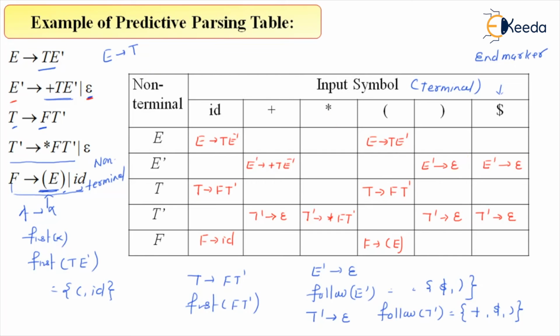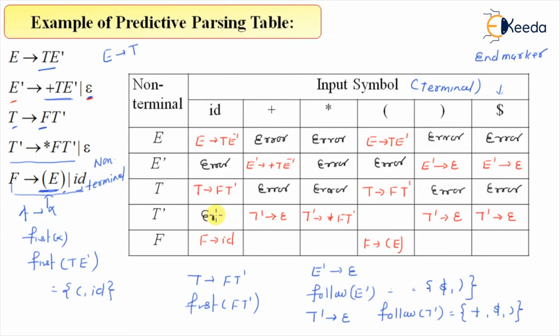Now we are done with this, and we have filled the entries, and every other blank entry here is your error entry. I am just writing a few of them over here, and that is nothing but your error. That means the parser will stop parsing if a reference goes into this error entry, because it is not possible. Let me complete this one, so let's fill in these error entries.